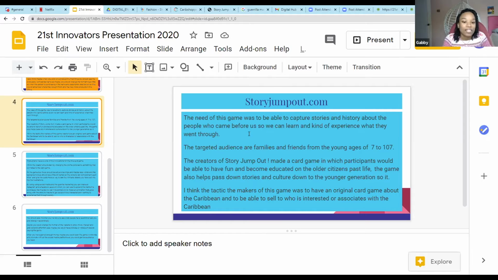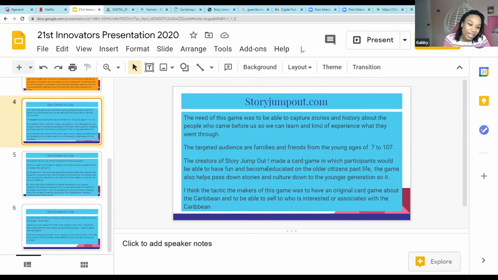And then the target audience that I saw on the website was families and friends from the young ages of 7 to 107. And then I saw the creators of Story Jump Out made a card game in which participants would be able to have fun and become educated on the older citizens' past life. The game also helps pass down stories and culture to the younger generations.